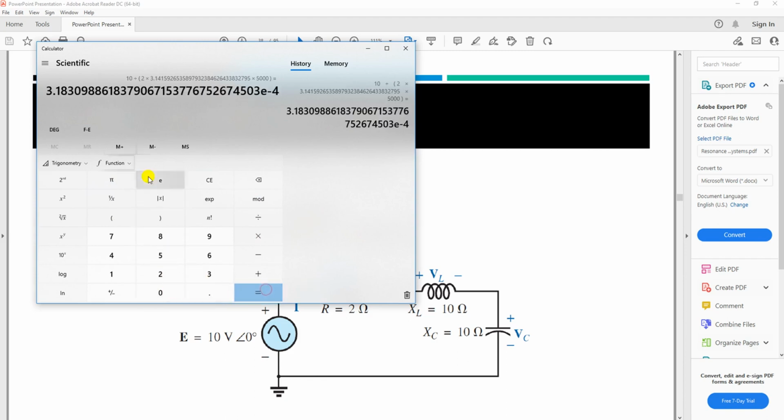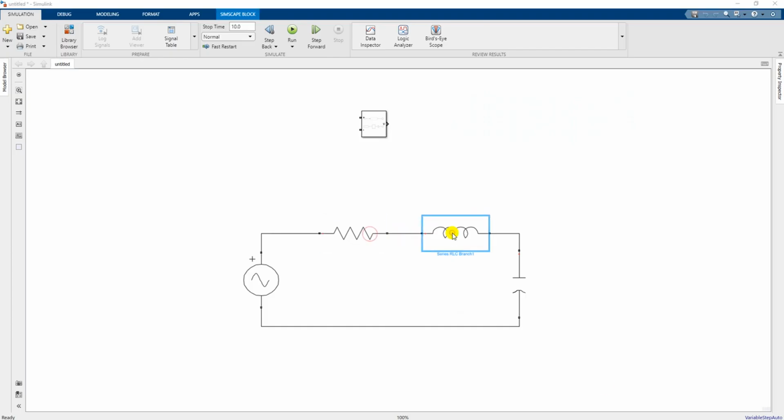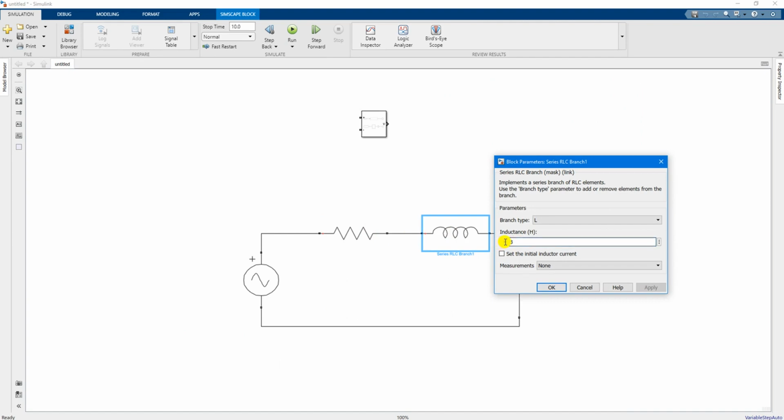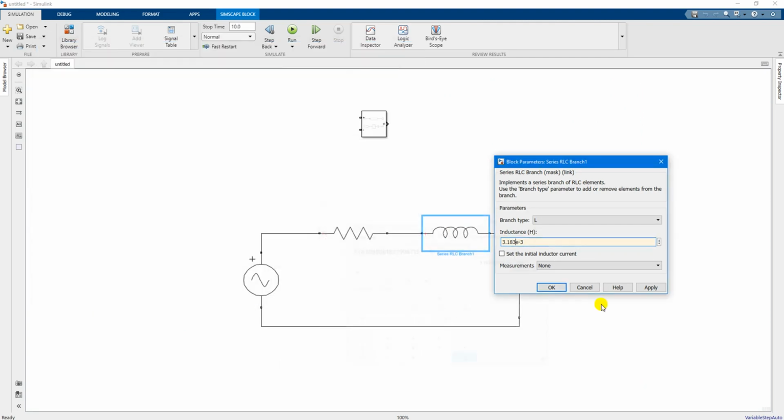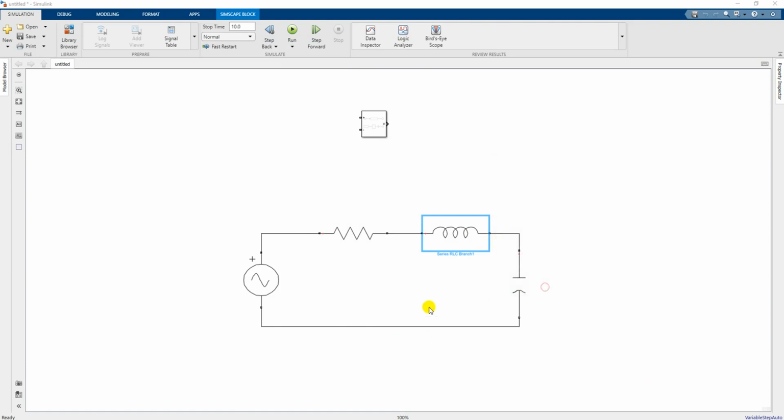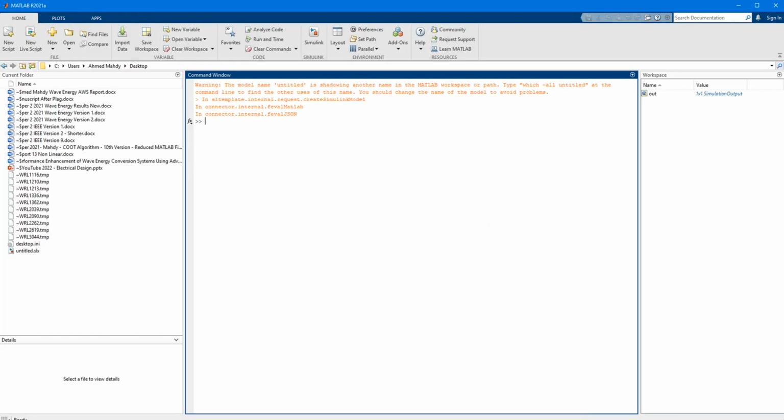Then equal, you'll find that our inductance is 3.183 times 10 to the power negative 4. So we'll go here and type 3.183 times 10 to the power negative 4, like this. So this is our inductance, similar to the capacitor.